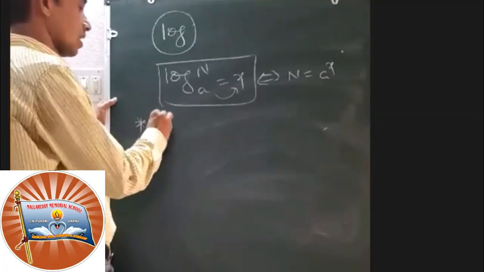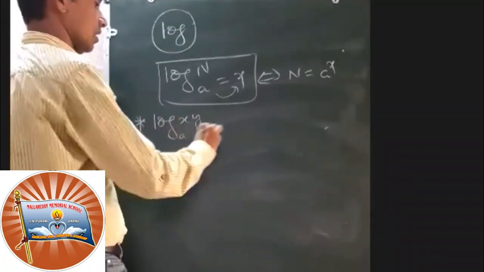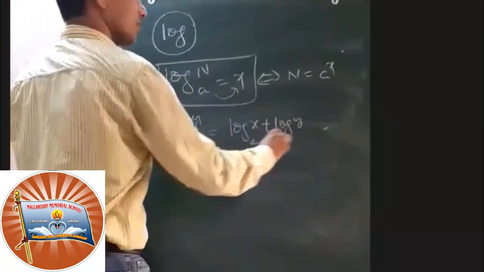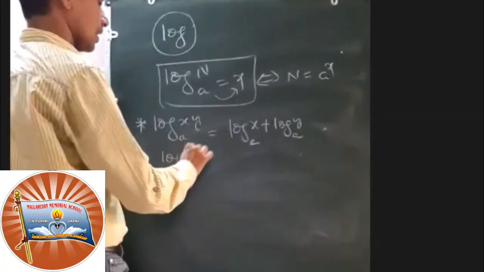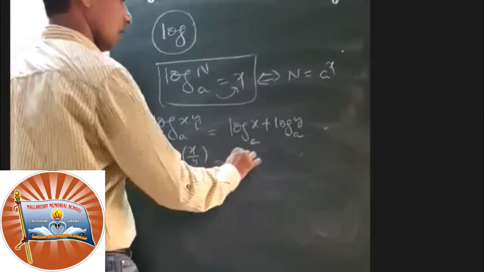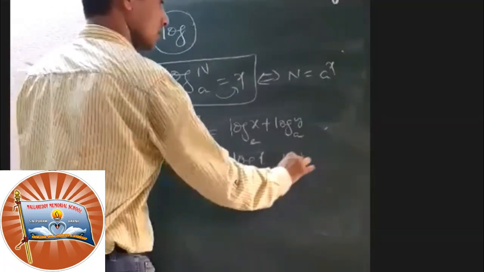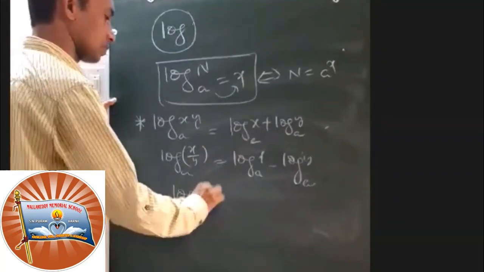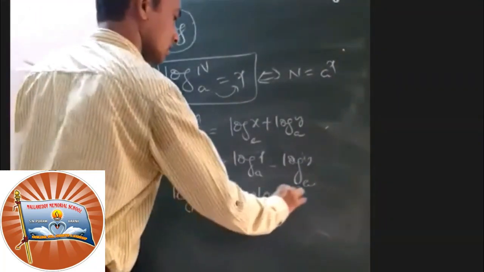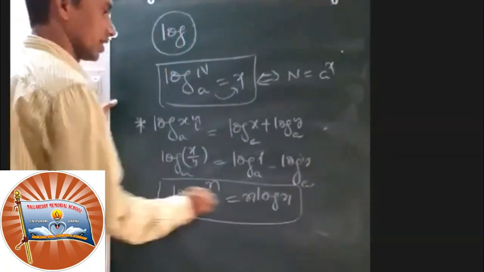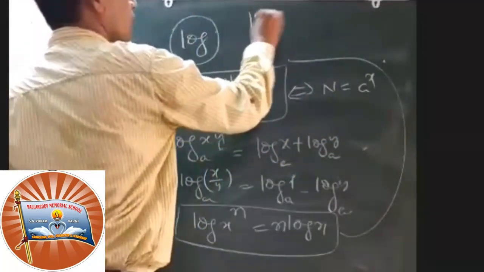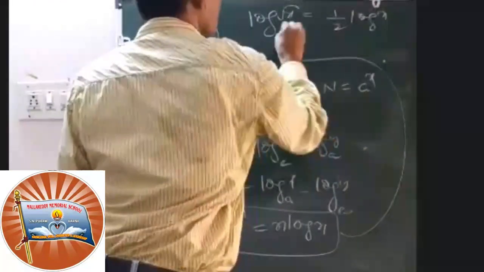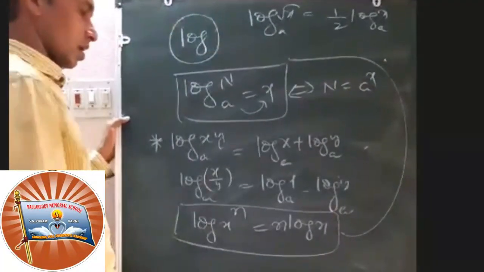You should remember log xy base a, log of x into y, is equal to log x plus log y base a. Log x by y base a is log x base a minus log y base a. And one more thing, log x power n is equal to n log x. So from this, you will get log of root x equals 1 by 2 log x base a, like this.